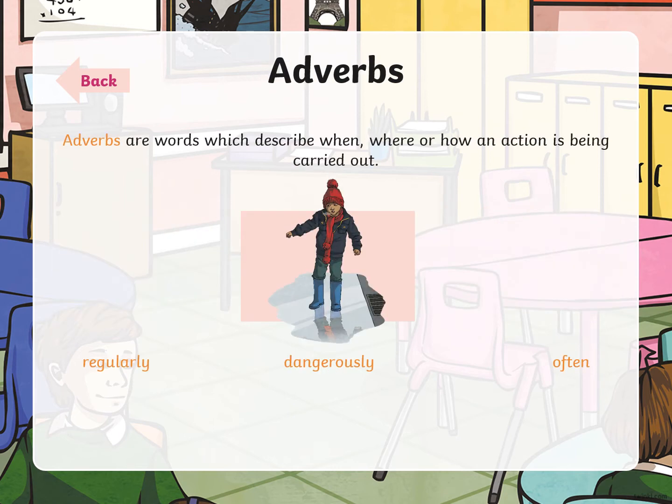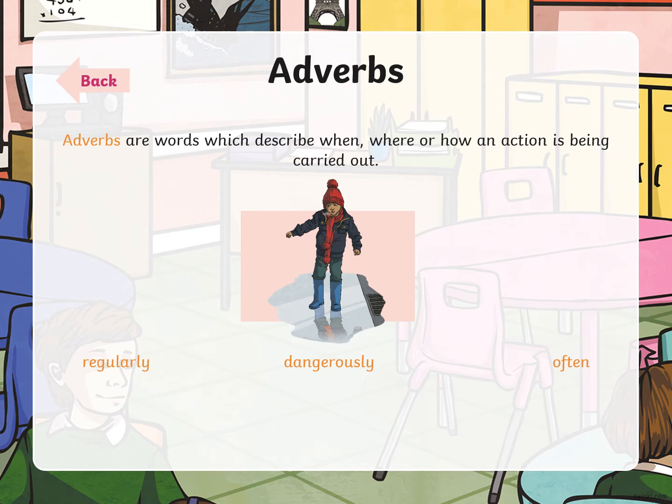Adverbs. Adverbs are words which describe when, where, or how an action is being carried out. So often we think of adverbs as always ending in ly, but as you can see here, we have regularly ending in ly, dangerously ending in ly, but this word often here at the end. Now the way to spot that word is to find the verb first of all, and then see how it is being described, how often something is happening.